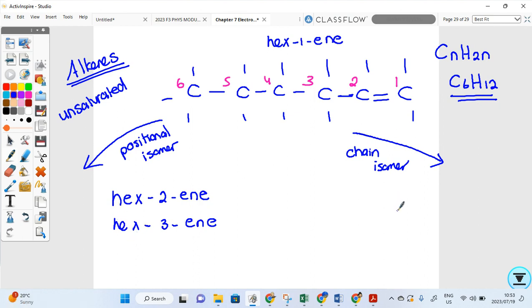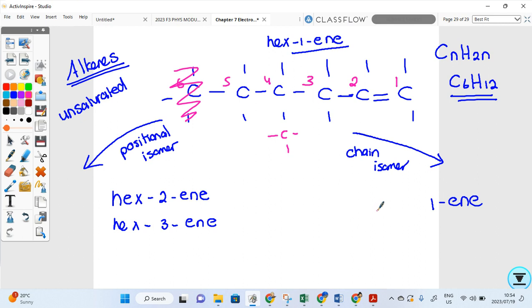Now if we go to the chain isomer, the functional group must stay the same. So it must still be 1-ene. That's not allowed to change. So that must stay the same. But now I want the chain to look different. So what am I going to do? Yeah, I can take this carbon and move it there. I'm just going to do it in a different color. So I can take this one away and put it here. Would that work? Okay, so this won't be there anymore. So what would the name then be?